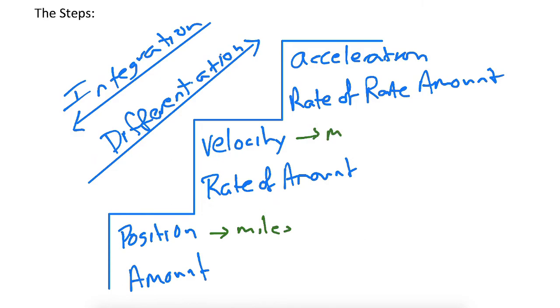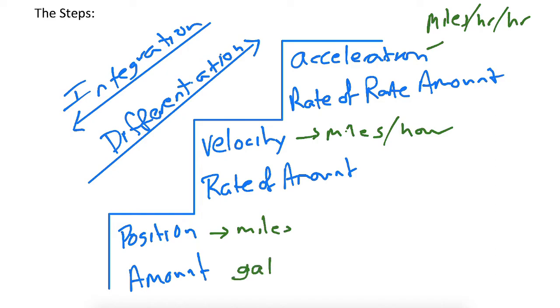So some of the things that you can think about: if the position is in miles, the velocity might be in miles per hour. The acceleration then would be in miles per hour per hour. If you think about maybe this is in gallons, this might be in gallons per day, some kind of time limit. This would be in gallons per day per day.